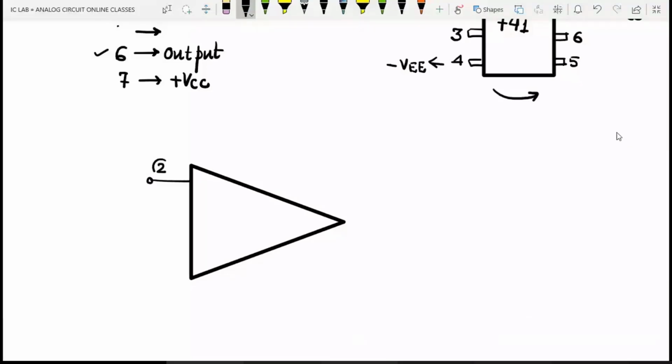Pin number 2 is the inverting input, pin number 3 is the non-inverting input. Symbolically, it is represented by a minus sign here and a plus sign here. This is the output voltage terminal, represented by pin number 6. Here we get the output voltage. Then we have the positive biasing applied at pin.